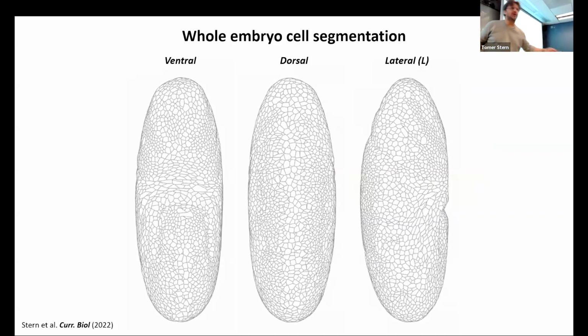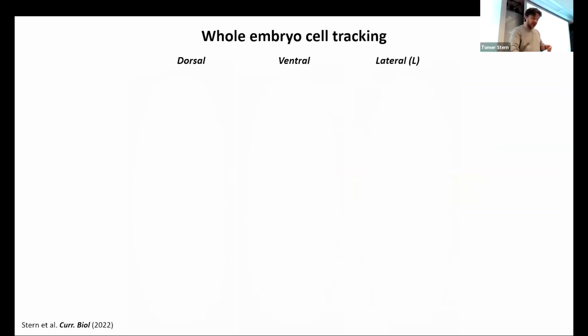And if you're interested to see the tracks of the cells, how they move, in this movie, you'll see the centroid of every cell randomly color-coded moving over time.